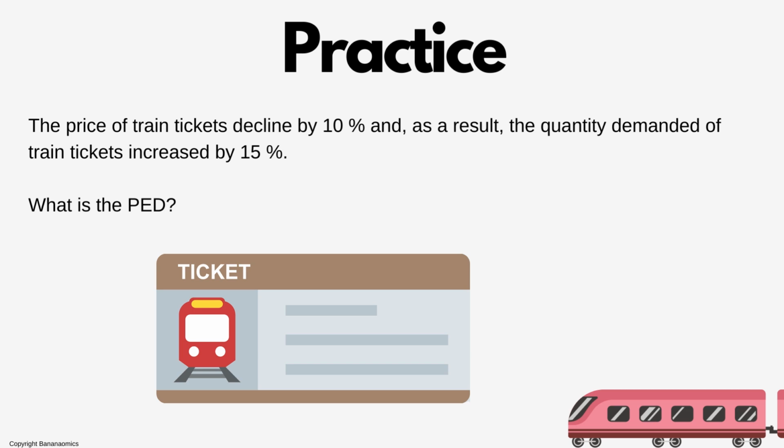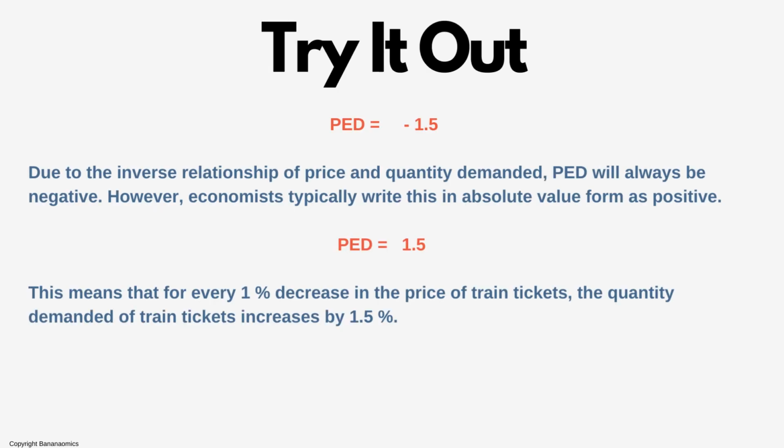With our calculations, you should have gotten a final PED of -1.5. Notice that the PED will always be negative due to the law of demand stating the inverse relationship between price and quantity demanded. As a result, when calculating the PED, we typically use the absolute value making the -1.5 PED value positive. A PED value greater than 1 indicates that this good is elastic in nature, meaning that the quantity demanded will proportionally change more than the price.